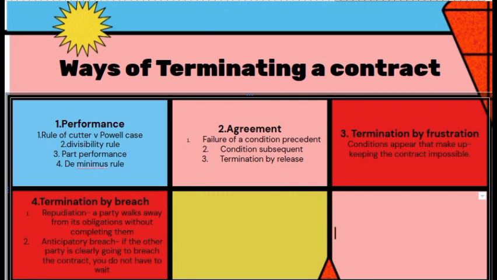We have what we call the rule of Carter versus Powell. This is a case law, and this rule simply specifies that obligations under the contract must be absolutely completed in order for the contract to be discharged by performance. But there are exceptions, because applying the rule in Carter versus Powell ruthlessly may lead to injustice in some instances. So the court makes some exceptions.